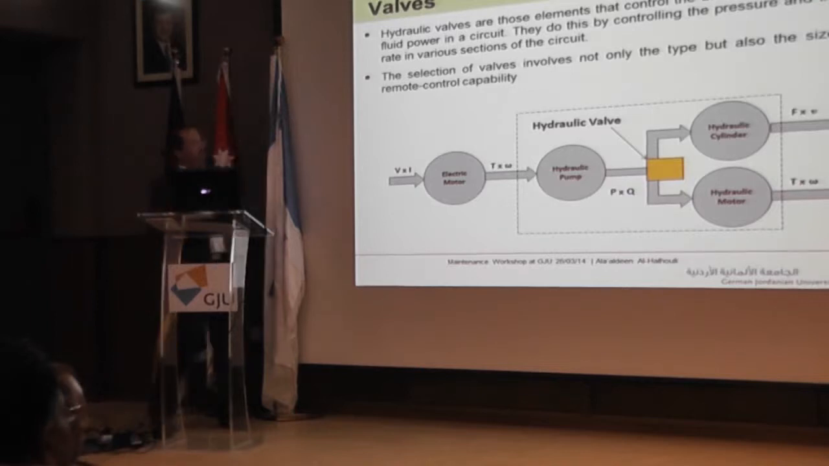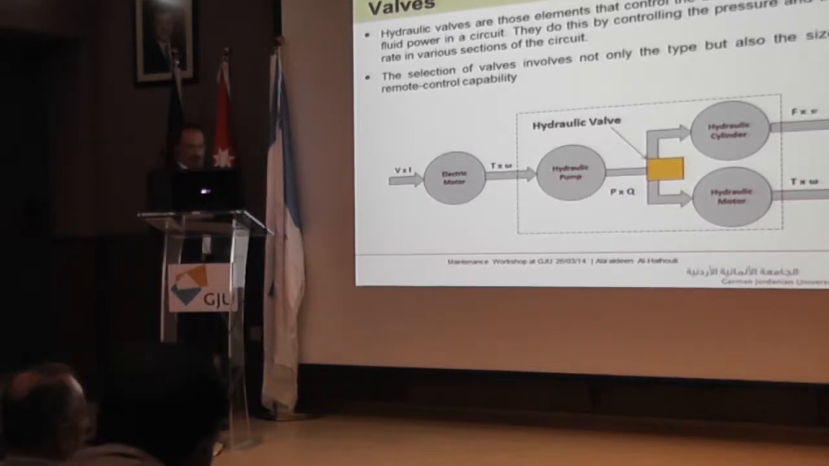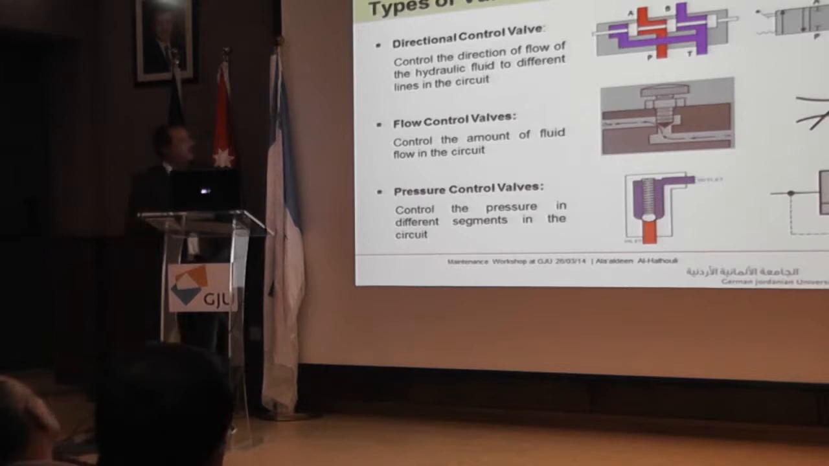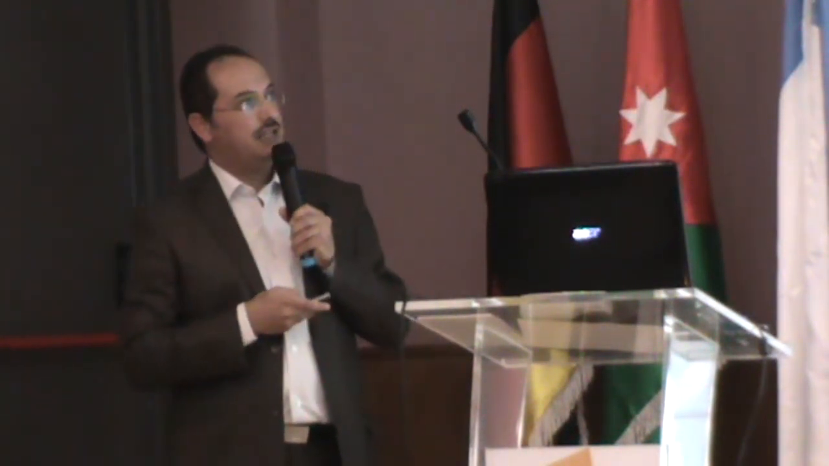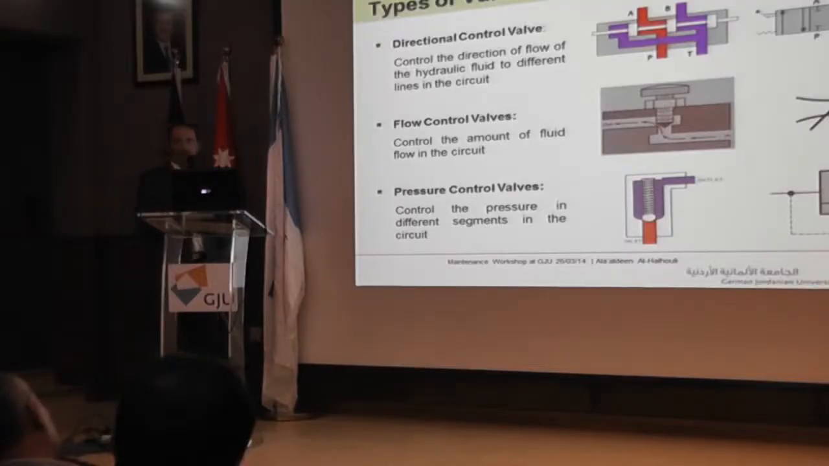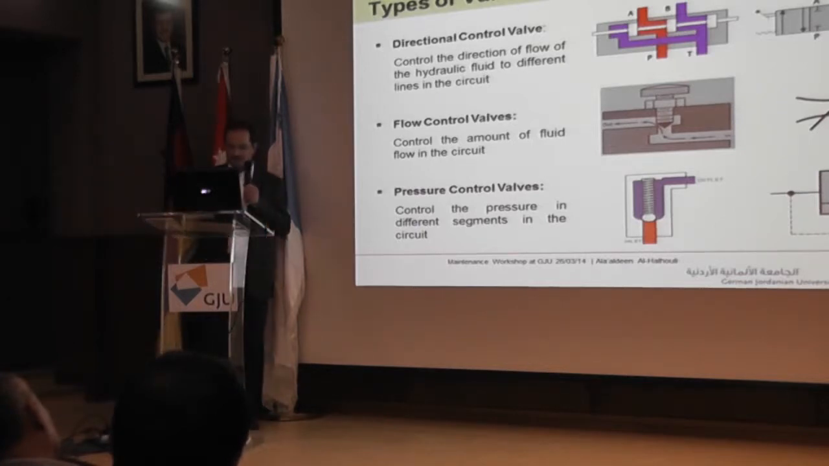I will just talk about the types of valves. We are talking about the directional control valve and the flow control valve. Here we can control the direction of the movement of the piston. Here we can control the speed of our piston or cylinder, and here the pressure control valve controls our system pressure, the maximum pressure the system can sustain.